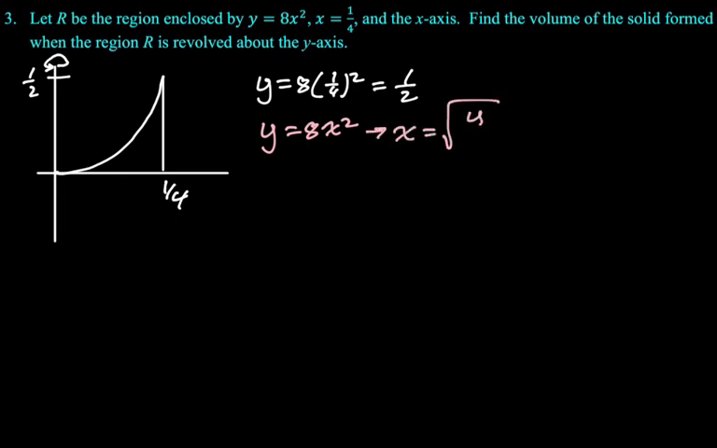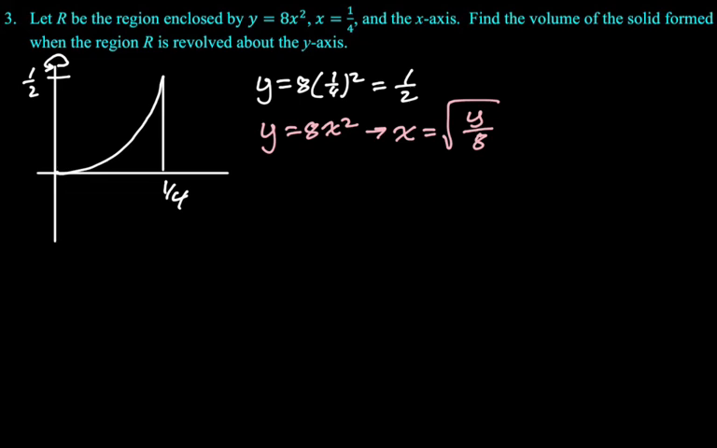So divide by 8, take the square root, you get x is the square root of y over 8. And you know that x needs to be able to be positive, so that's how you know that you're taking the positive square root in that case. Sometimes people get a little confused about that.